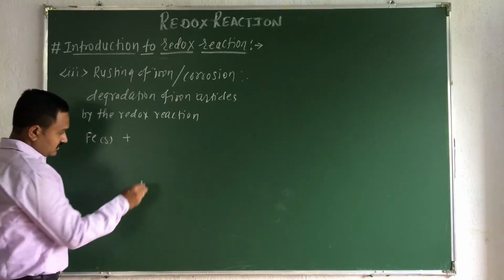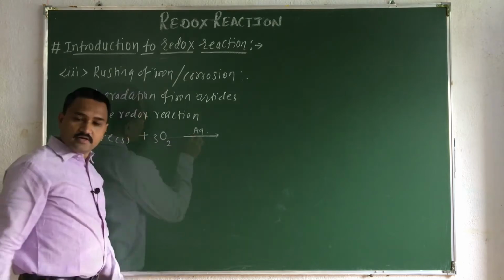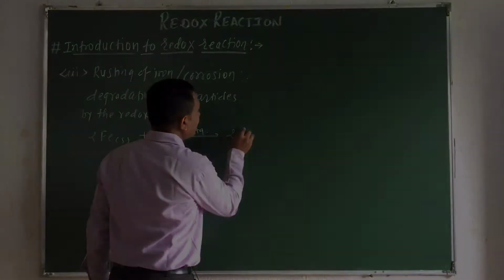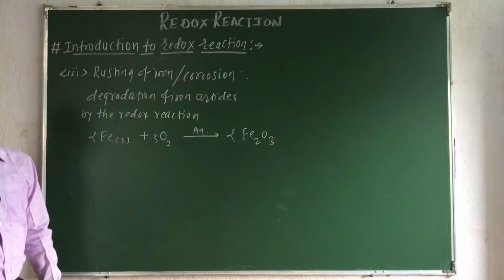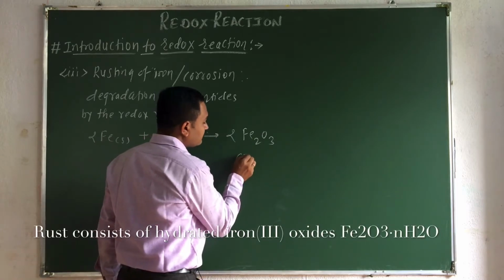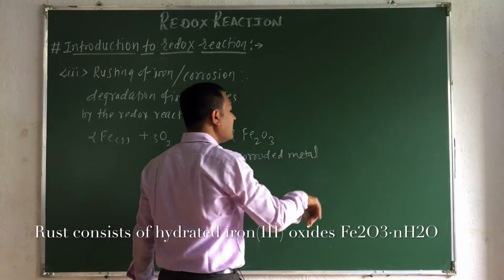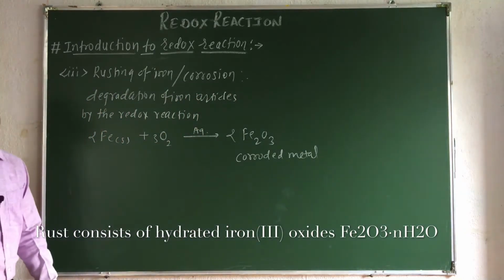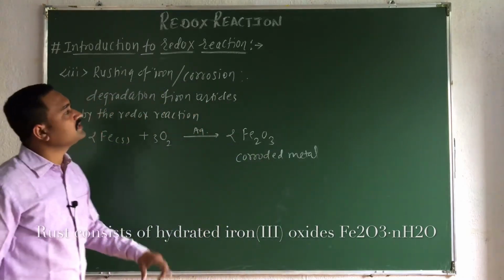When the iron article comes in contact with moisture in the presence of oxygen, it gives 2Fe2O3, that is your ferric oxide. Now that is nothing but your corroded metal or corroded iron. So this is the rusting phenomenon which we generally observe in nature. It also involves a redox reaction.